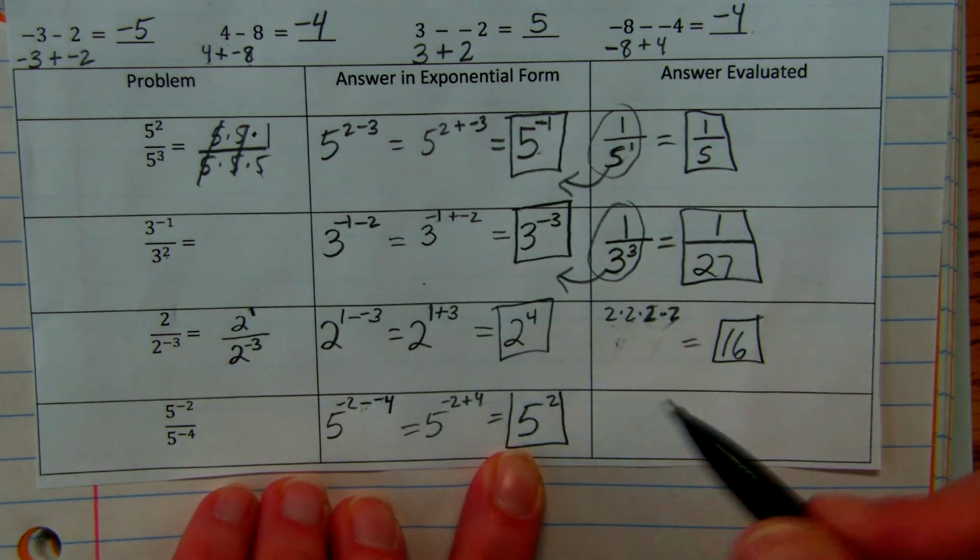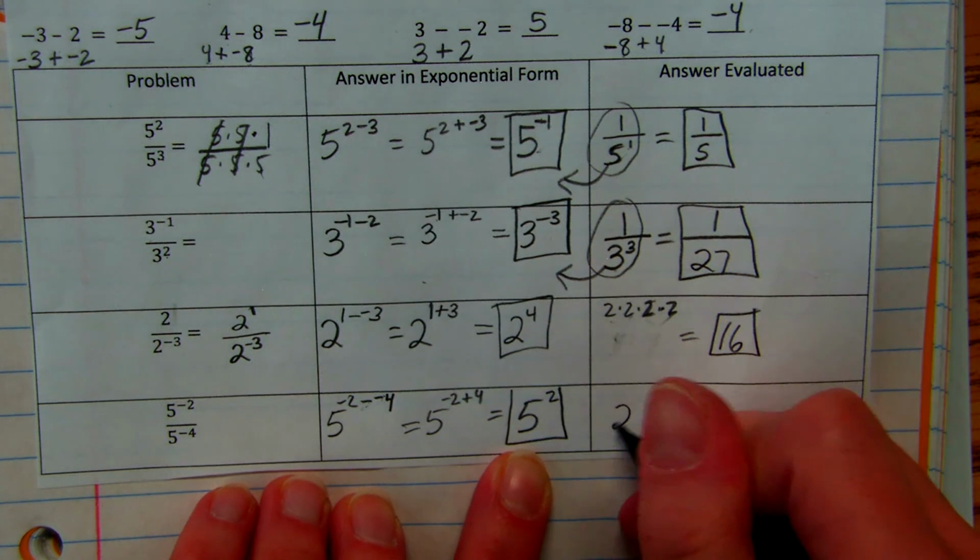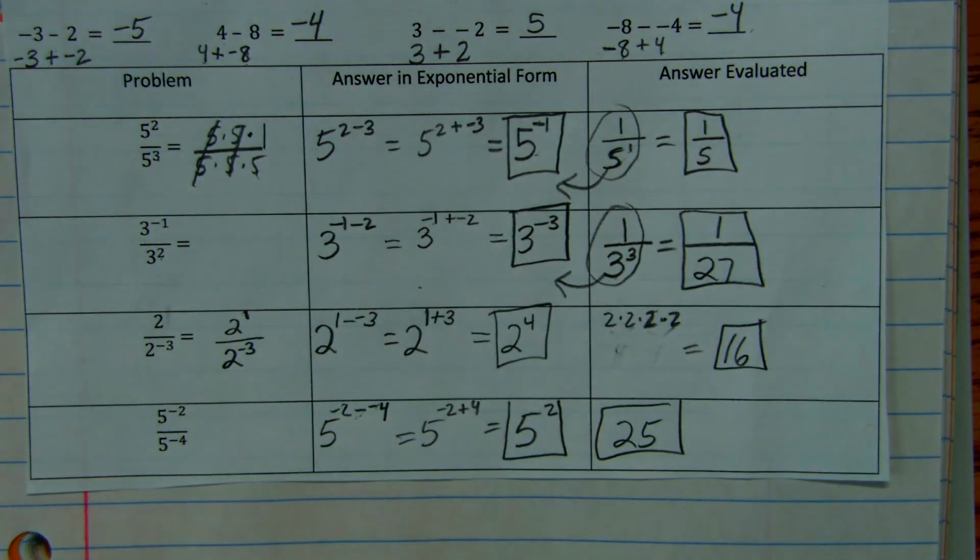And then I just have to do 5 times 5 for the answer, which is? 5. Good job. So if we can remember integer stuff, we're okay.